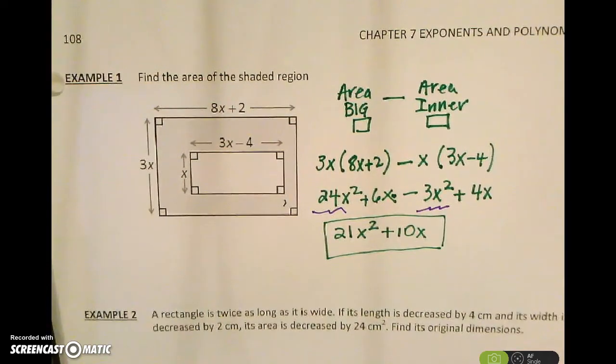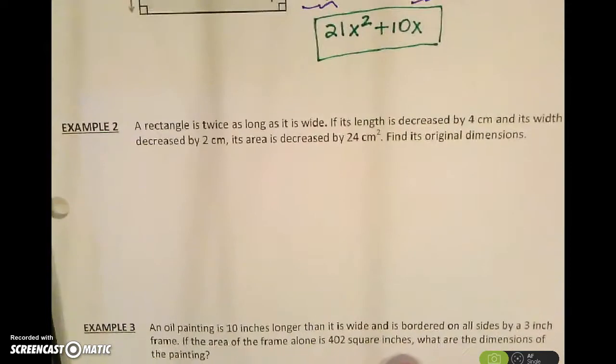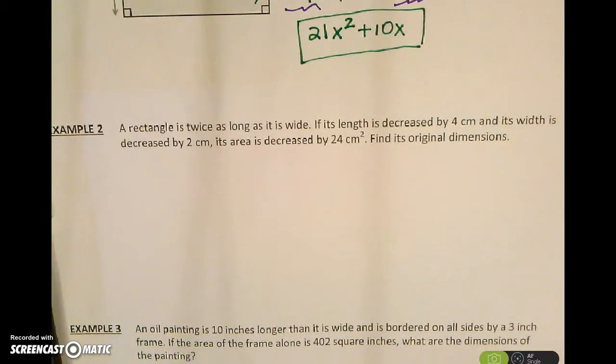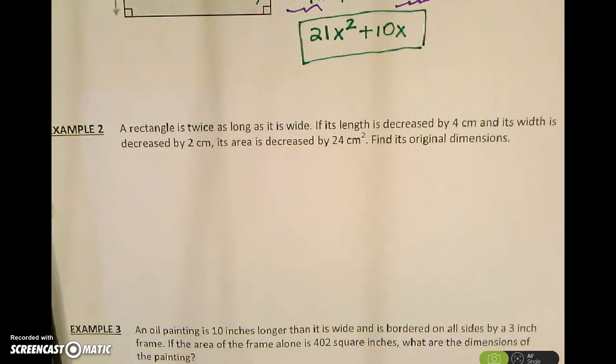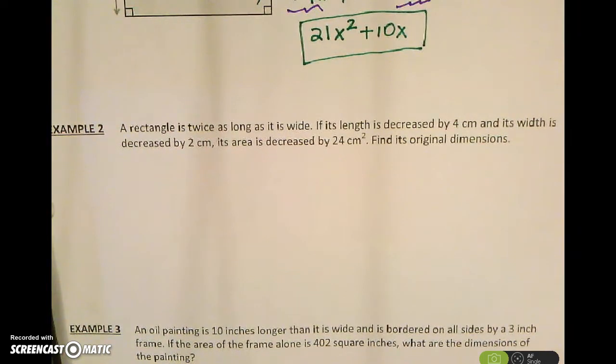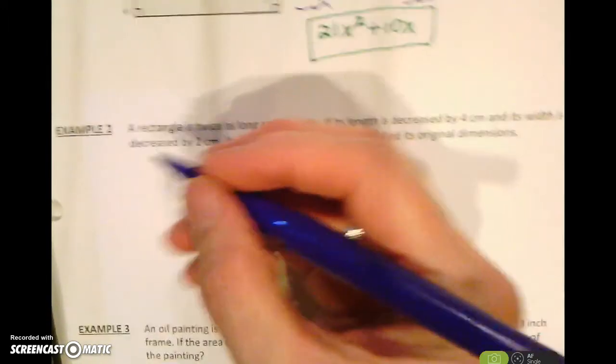So now let's do example 2 on page 108, which says a rectangle is twice as long as it is wide. If its length is decreased by 4 and its width is decreased by 2 centimeters, the area is decreased by 24 centimeters squared. Find its original dimensions. So let's sketch a picture of this.